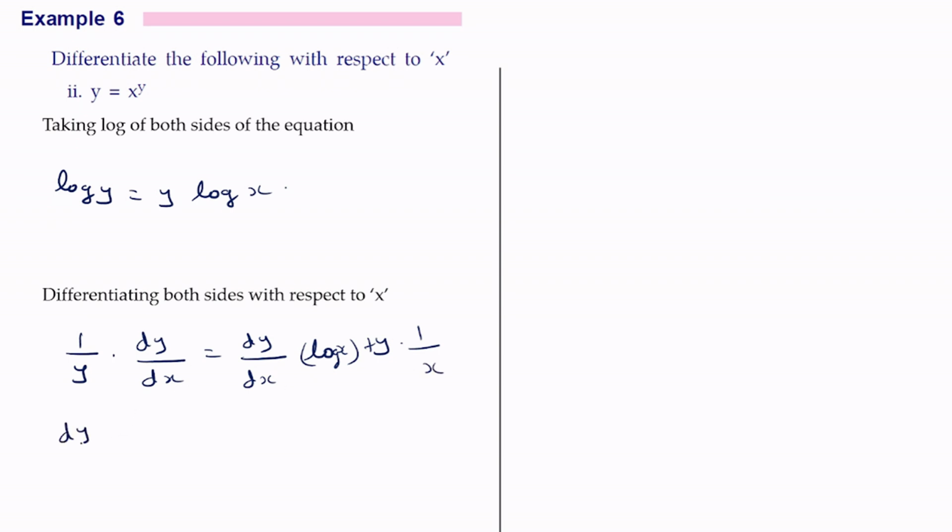So let us collect all terms with dy by dx on one side. So dy by dx into 1 by y minus log x equal to y by x.